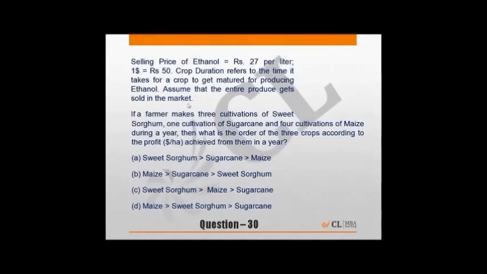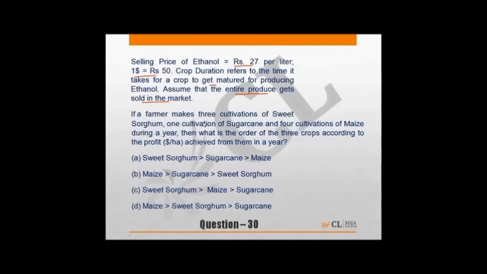Selling price of ethanol is rupees 27 per liter. $1 is rupees 50. Crop duration refers to the time it takes for a crop to get matured for producing ethanol. Assume the entire produce gets sold in the market. Okay, so that's the data we have. Let's move to the question.